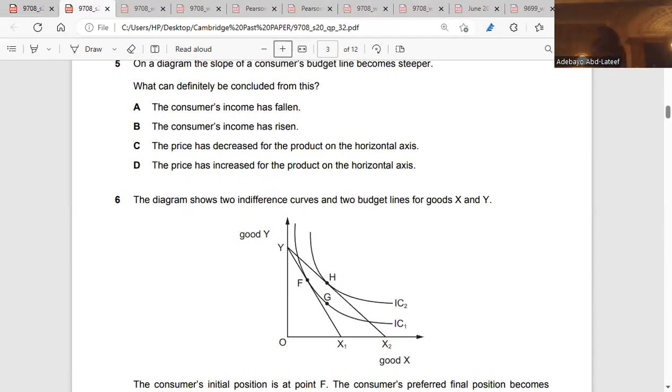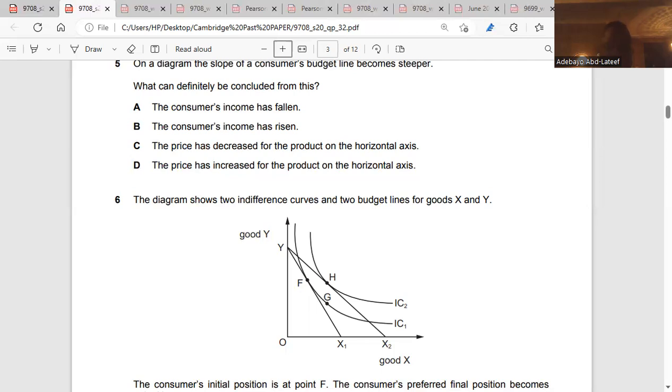If the budget line shifts rightward, it means your level of income has increased. If your budget line becomes steeper, it means the price has fallen. But if the budget line shifts to the left, it means the income level has fallen. And if the budget line is flatter, it means the price level has fallen. Do you get the point?